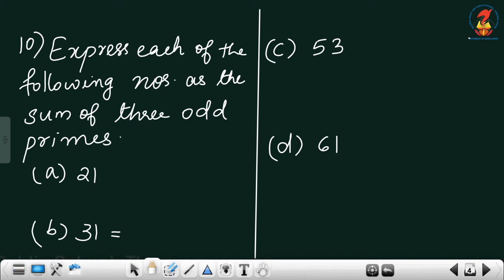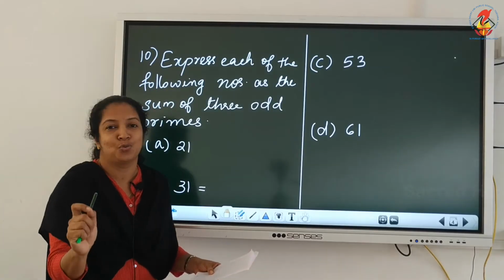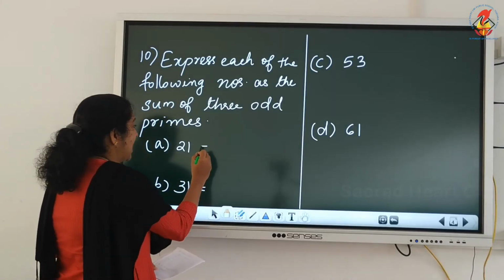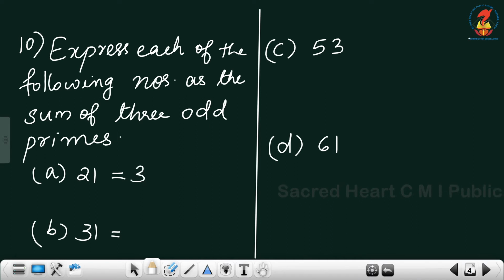Then 10th question. Express each of the following numbers as sum of 3 odd primes. You have to write each of the following numbers as sum of 3 numbers. These 3 numbers should be odd prime numbers. That means you cannot use 2. So you can write this as 3 plus 5 plus 13.